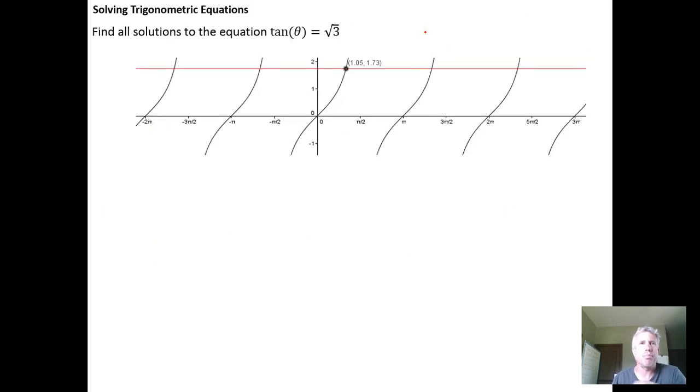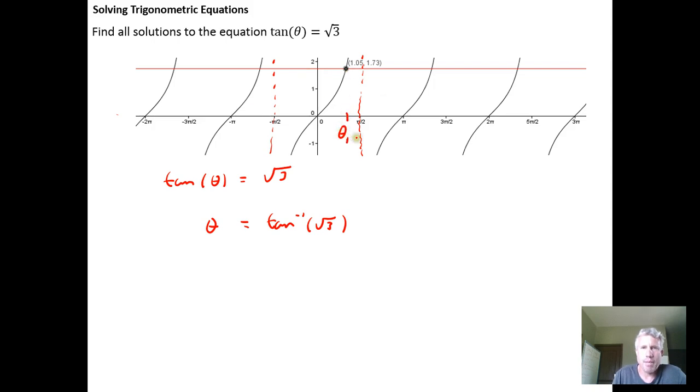So here's a simple example. It says find all solutions to the equation tan theta equals the square root of 3. So I've got tan theta equaling the square root of 3. To dig theta out, I take the tangent inverse of both sides. Theta equals the tangent inverse of the square root of 3. And that's going to be this angle right here. That's an angle between negative pi over 2 and pi over 2. We'll call it theta sub 1. And the key is that all of these other guys are just a distance of pi radians from each other. So to get all solutions, I just go plus pi times k, where k is some integer.